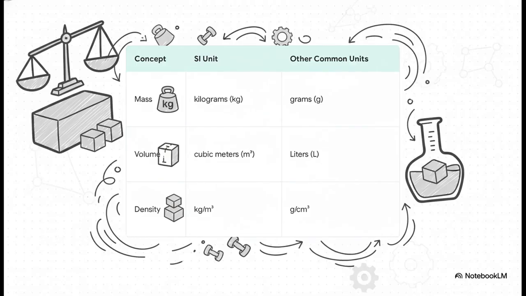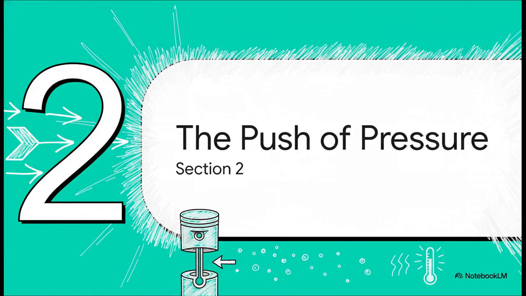So, here's a quick cheat sheet for you. These are the standard units you'll see for mass, volume, and density. Getting comfortable with these is really the key that's going to unlock everything else we're about to talk about. All right, we've described our objects. Now let's talk about what happens when we start acting on them.